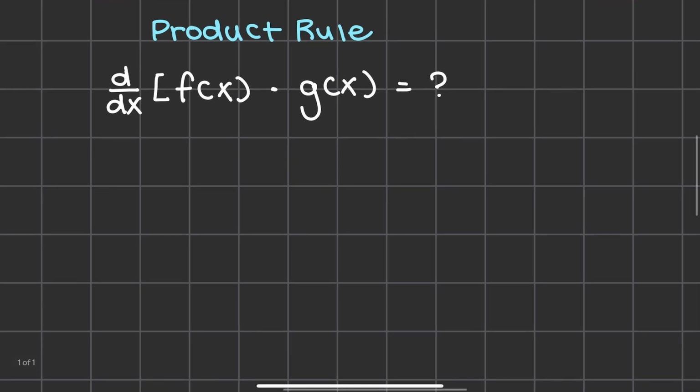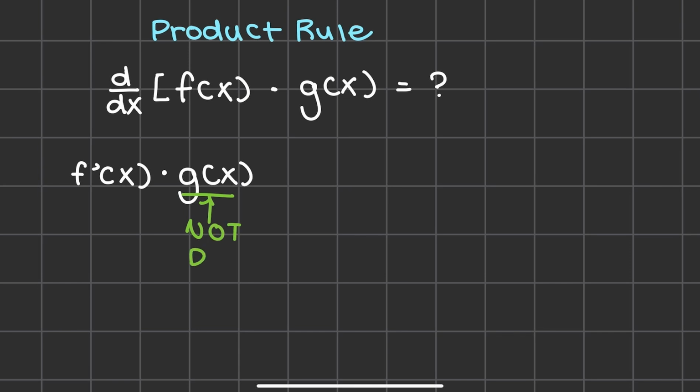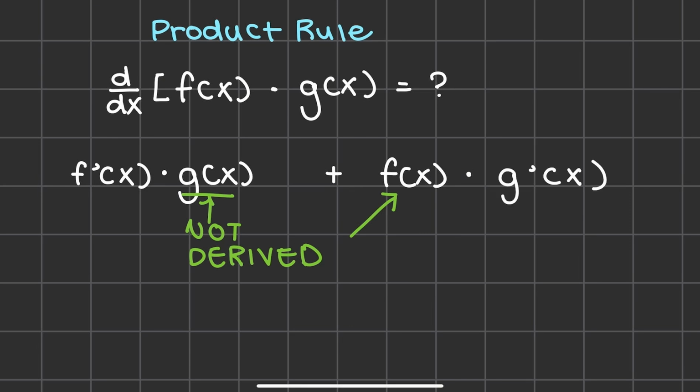Because the answer is equal to f prime of x multiplied by g of x, not being derived, which is crucial here. It's not derived, plus f of x, which is also not derived. Once again, crucial to notice, multiplied by g prime of x, which is derived. So these two are derived, and the other two aren't. And that's the product rule.